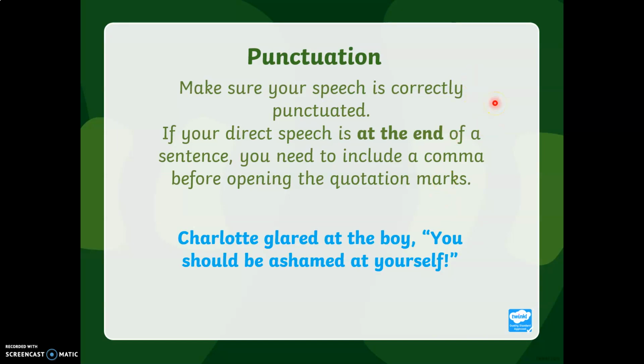Make sure your speech is correctly punctuated. If your direct speech is at the end of a sentence, you need to include a comma before opening the quotation marks. Charlotte glared at the boy, comma, "You should be ashamed of yourself." So the direct speech here starts with the quotation marks and a capital letter and ends with the quotation marks and the punctuation inside the quotation marks. So what you need to know here is that you need a comma before you start the direct speech.